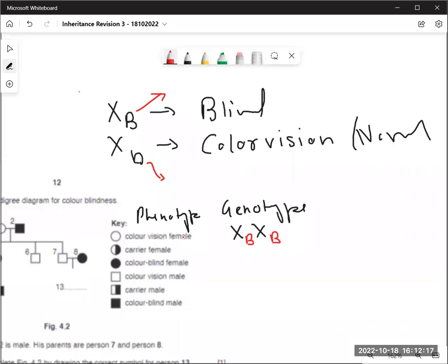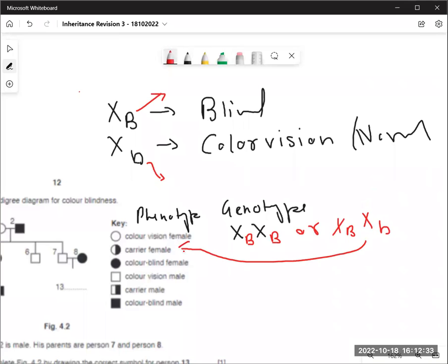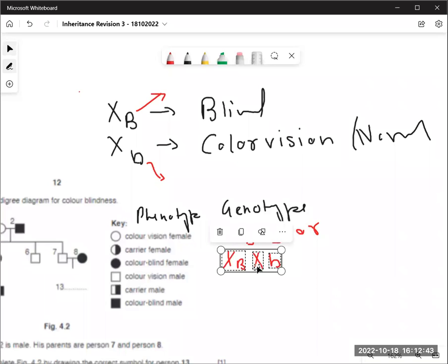It might be X capital B and X small b. They've given another possibility here. That's a carrier female, so we don't put it here. We'll put this one in the carrier female part. She's normal, but she's a carrier, because she has both.